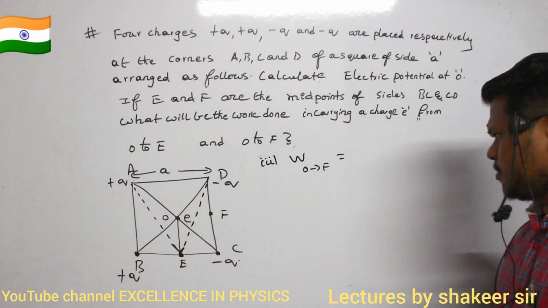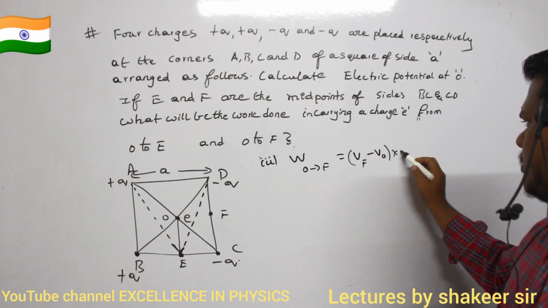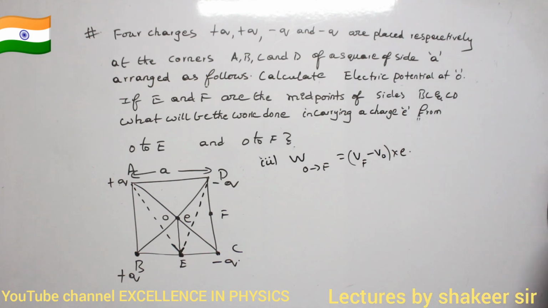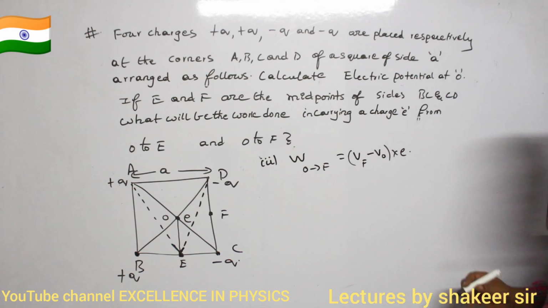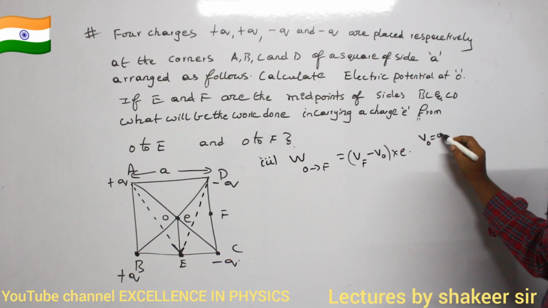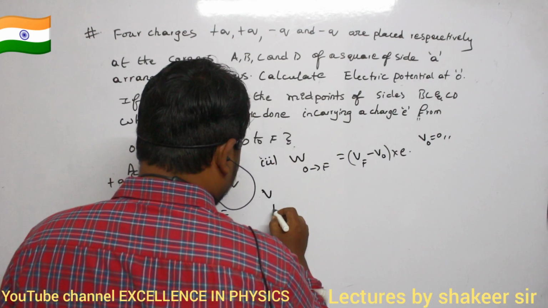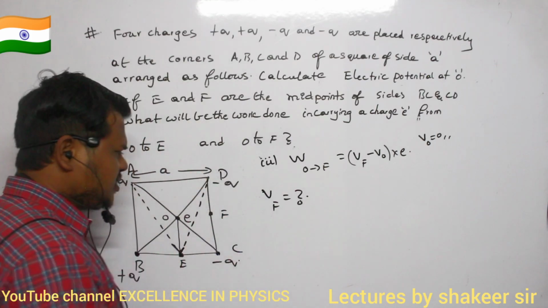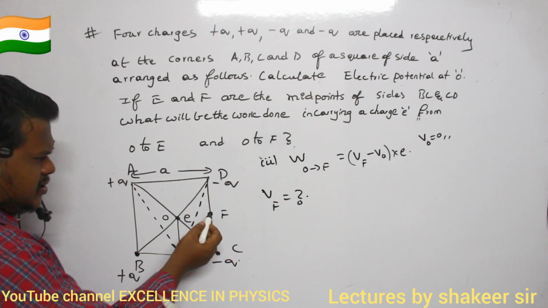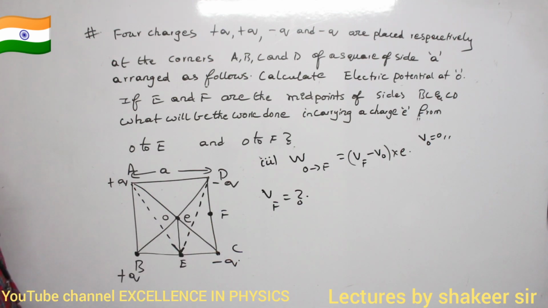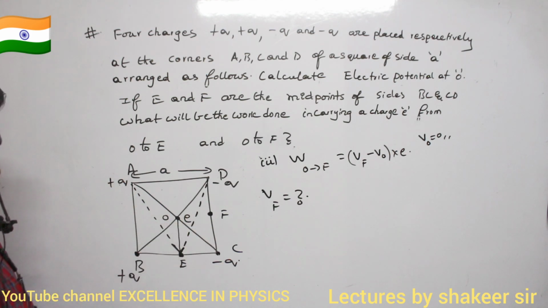Clear? So again same concept, no? So (Vf minus Vo) multiplied by E. That is the equation for work done, no? Work done is equal to potential difference multiplied by the charge which you are carrying. So potential at point O we have already calculated, it is 0. So now I want to calculate potential at point F. How can I calculate this potential? Potential at this point also, is it 0? Is it 0 or not?